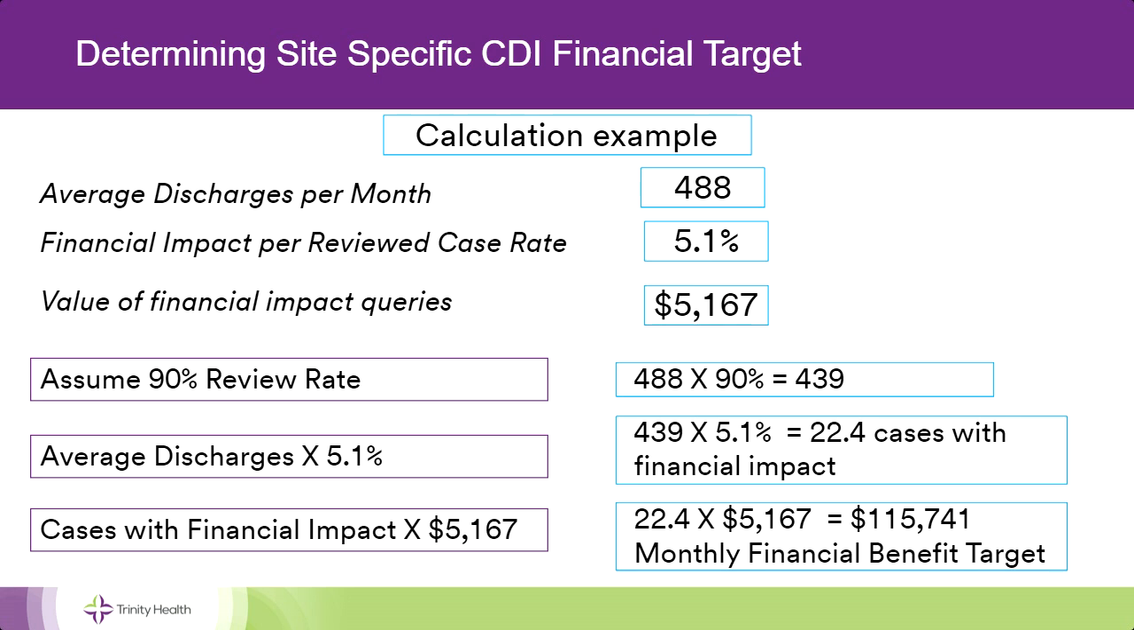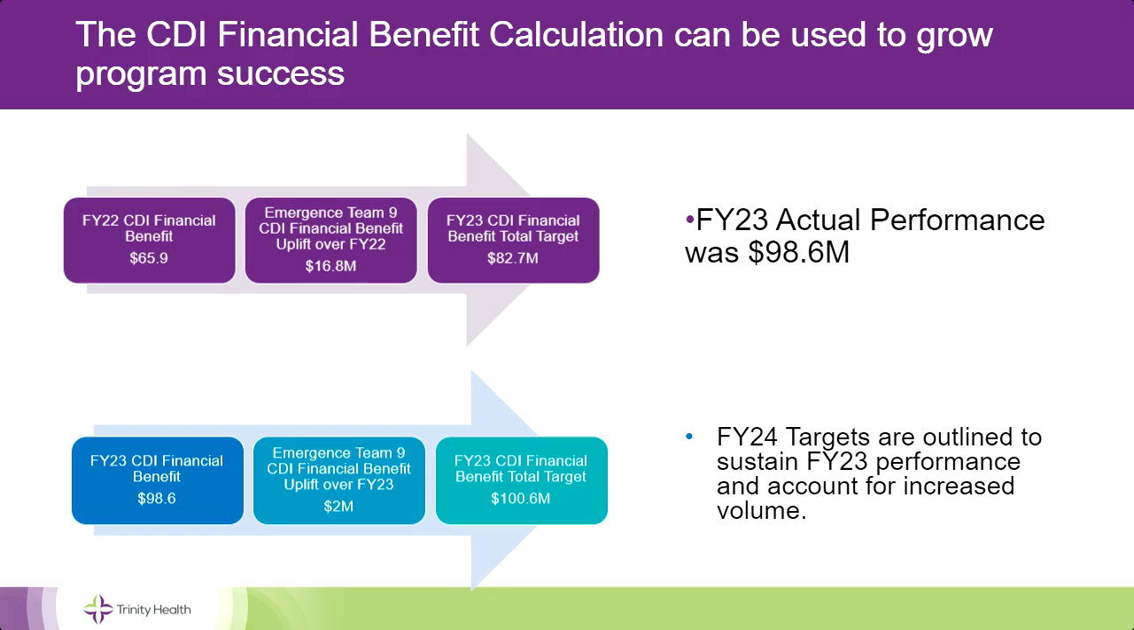439 accounts or discharges, and then we took that discharge rate and multiplied that by 5.1% to come up with, they should have 22.4. And to come out with the monthly financial benefit target, we took that 22.4 cases and multiplied it by our average financial impact dollar amount of $5,167 for a $115,741 monthly financial benefit target.